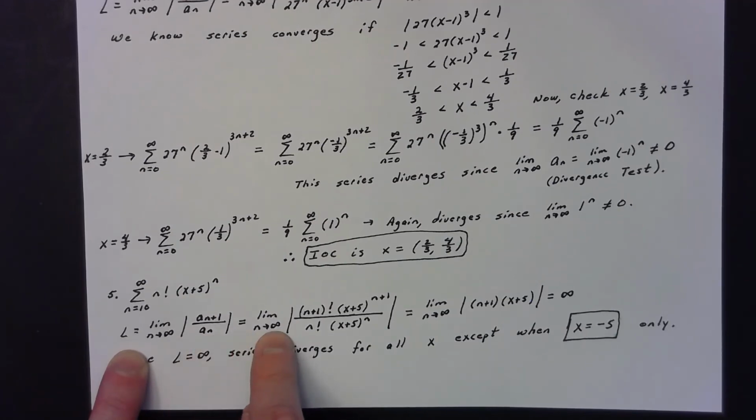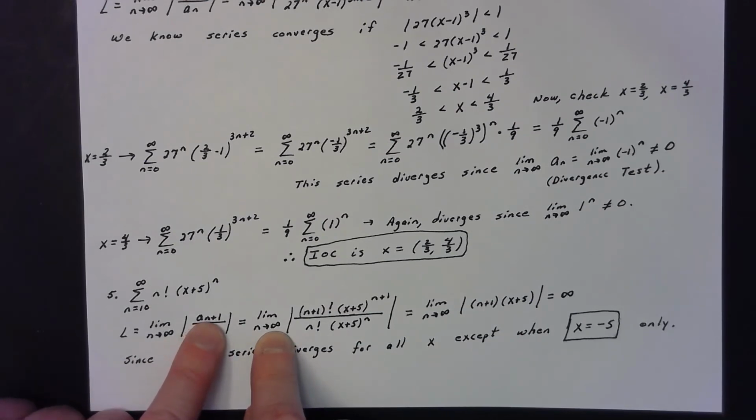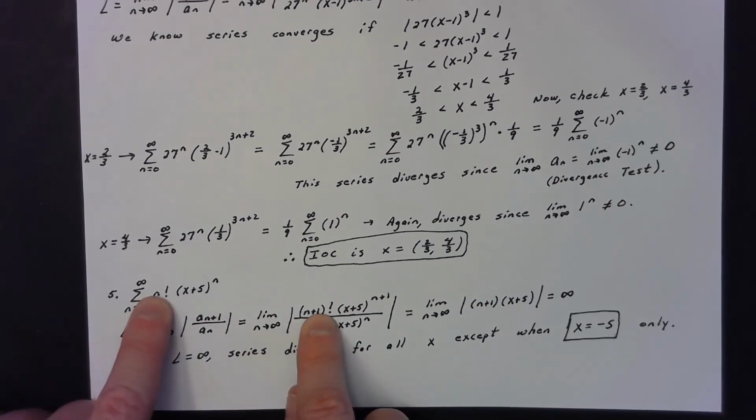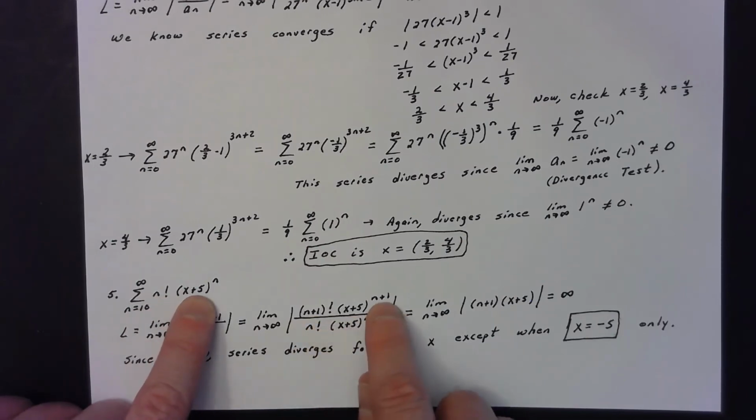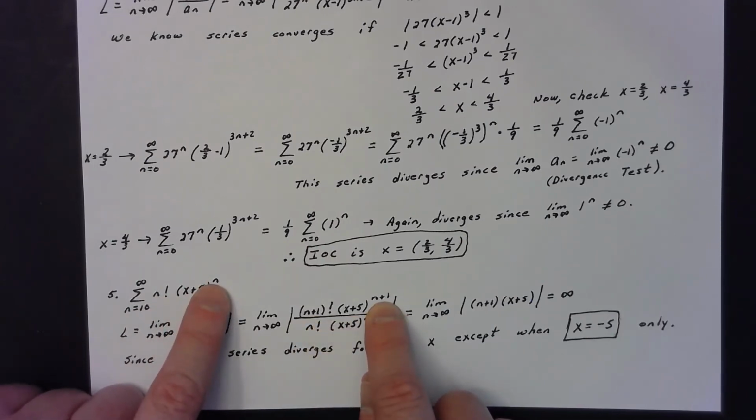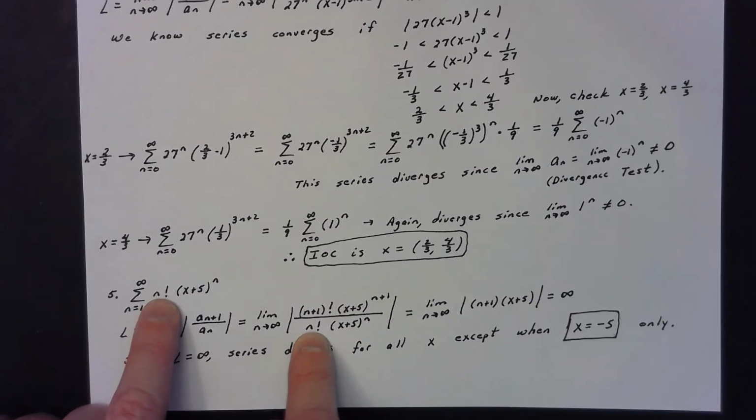This is going to equal the limit as n approaches infinity. The a sub n plus first term is going to be n plus 1 factorial times x plus 5 to the n plus 1 power. Now we divide that by a sub n, which is just the term inside your series, n factorial times x plus 5 to the n.